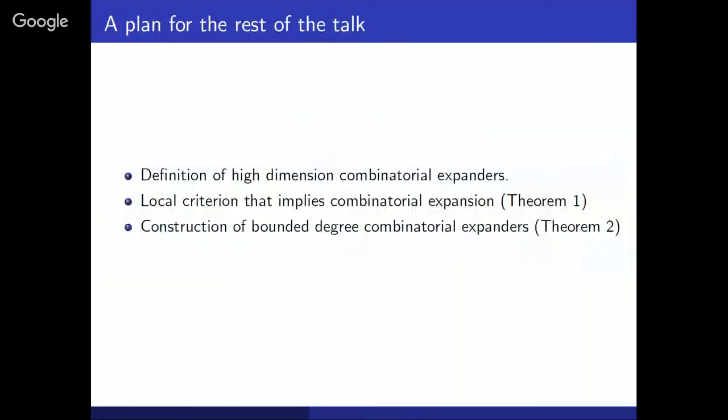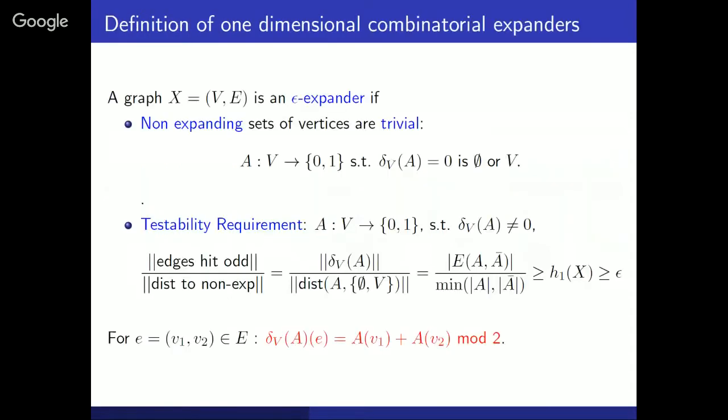And for the rest of the talk, I want to define what high-dimensional combinatorial expansion is, then tell you what the criterion is that implies combinatorial expansion, and what the construction of these bounded degree combinatorial expanders is. Okay, so we'll see how we do with time.